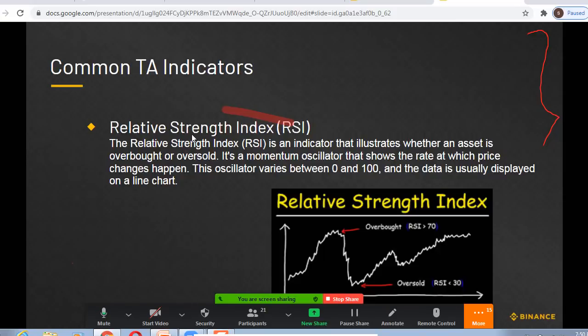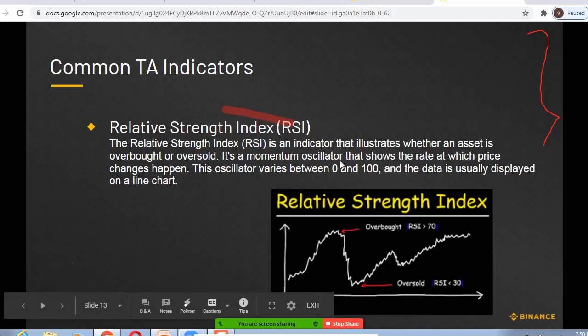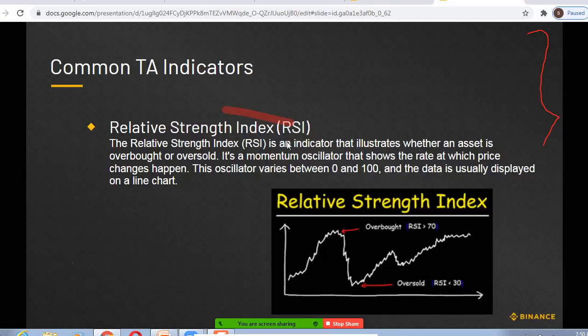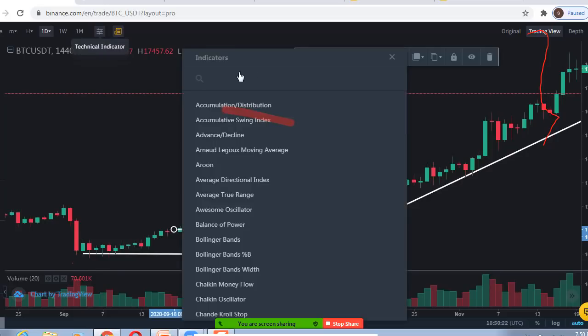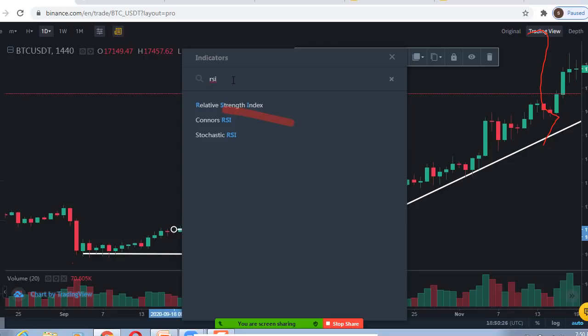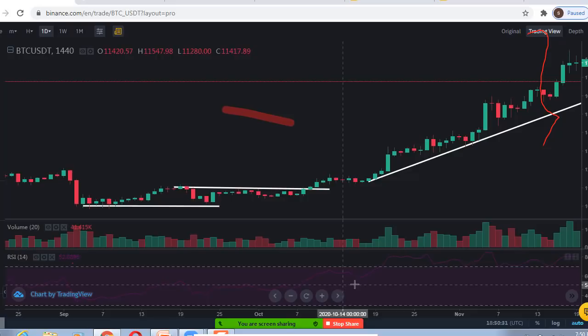So the first indicator we're talking about here is the Relative Strength Index, which is RSI. Now, the RSI is an oscillator that gives momentum. It's an oscillator that predicts the momentum of the market, and it actually uses oversold and overbought conditions in the market. So let me use my chart to show you RSI. You go here, technical indicator, and you find RSI, Relative Strength Index. Once I do that, you see it is on my chart right now.